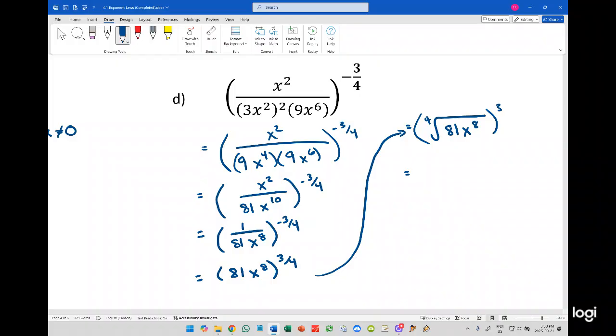Now the 4th root of 81 is just 3. And the 4th root of x to the 8 is x squared. X squared times x squared times x squared times x squared is x to the 8th. That still gets cubed. And then finally, 3 cubed is 27. X squared cubed is x to the 6th. And that's our final answer. So simplifying those makes a significant difference.